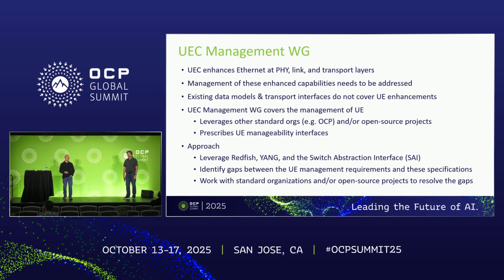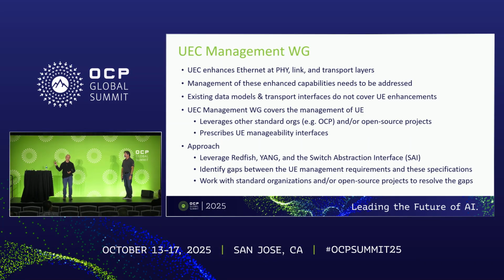Okay, the UEC is enhancing general Ethernet both at the link layer and the transport layer. It's managing these capabilities that need to be addressed. So not only do you have to manage the Ethernet endpoint, but if it has any Ultra Ethernet capabilities, you have to go manage that. The existing transports and mechanisms, of course, don't address it.